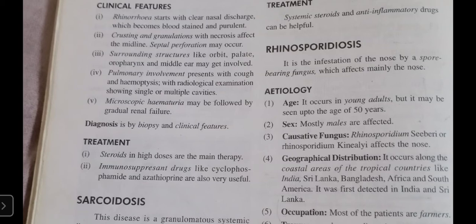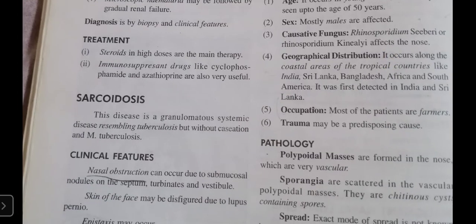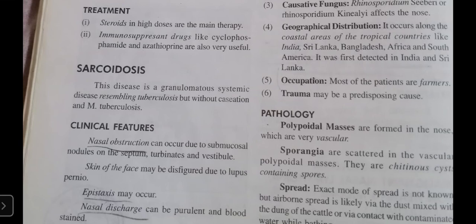Then in pathology, okay, when you see the pathology, there will be polypoidal masses that are formed in the nose, which are very vascular. Okay, polyp-like masses that are formed in the nose, which are very vascular. Then there will be sporangia that is scattered in the mass, and the exact mode of spreading is not known, but it may be airborne or through contaminated water. Okay.